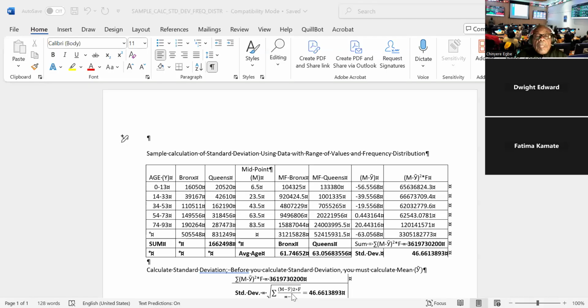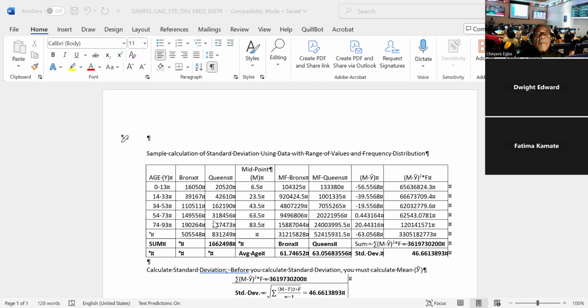Here's a very simple example of a weighted average, okay? This is a weighted average for what we call data with a range of values. For example, here, we look at the two neighborhoods, Bronx and Queens. We look at a range of values here of the ages of people living in the two boroughs.